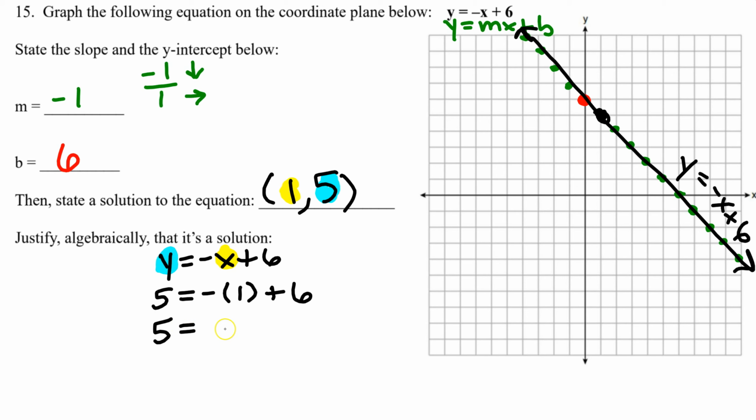Now on the right-hand side, I could just type that into the calculator all at once, or negative times 1 is negative 1 plus 6. Bring down my 5. Negative 1 plus 6 is 5. Because 5 equals 5 is a true statement, it's justifying algebraically that (1, 5) is a solution.